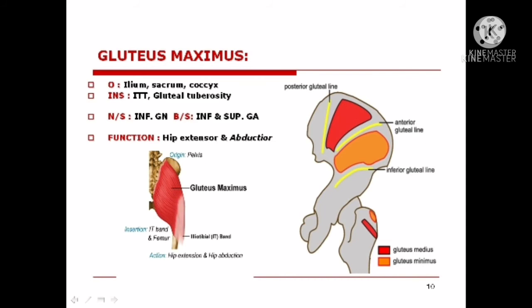The iliotibial tract goes downward and attaches upon the lateral aspect of the knee joint in order to fix the knee joint. The nerve supply is from the inferior gluteal nerve, and the blood supply is from the inferior and superior gluteal arteries. Its function is hip extension and hip abduction.